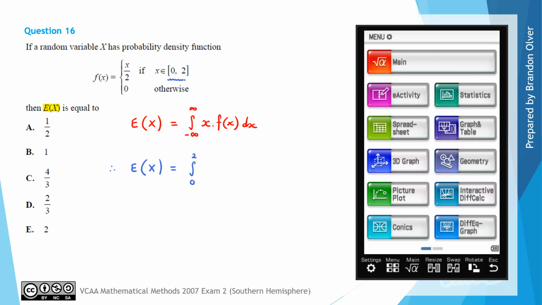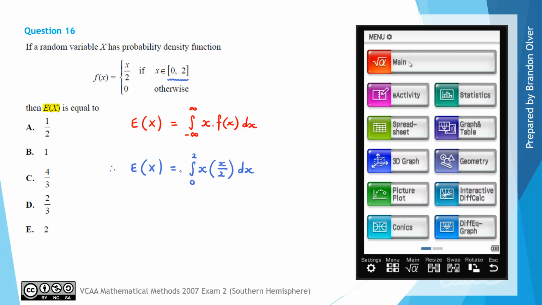I'm just looking at the subdomain where our rule has meaning. So we have the integral from 0 to 2 of x times the f of x rule that's non-zero, so x over 2, and then we integrate that with respect to x. So that's the calculation. We can now use a calculator to evaluate.